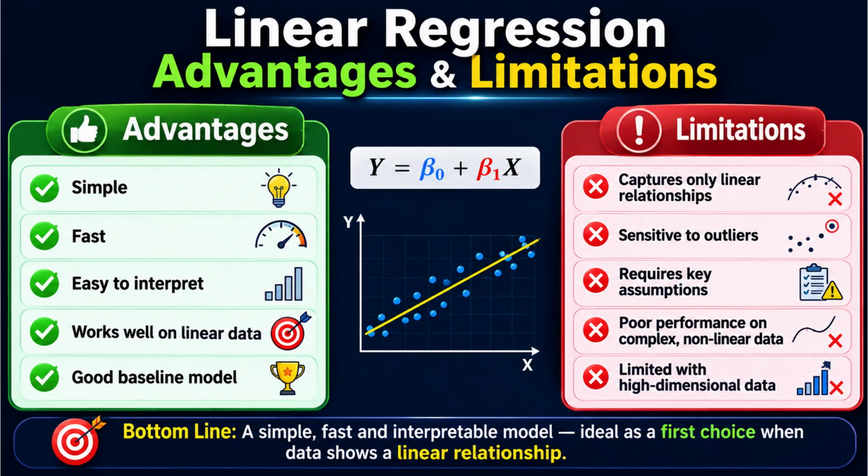So the advantages and limitations of linear regression. Advantages are it is simple, fast, easy to interpret, works well on linear data, and is a good baseline model. Limitations are obviously it captures only linear relationships, it is sensitive to outliers, and we have already seen the assumptions that are necessary. It also has poor performance on complex non-linear data, and is limited when you have high dimensional data.